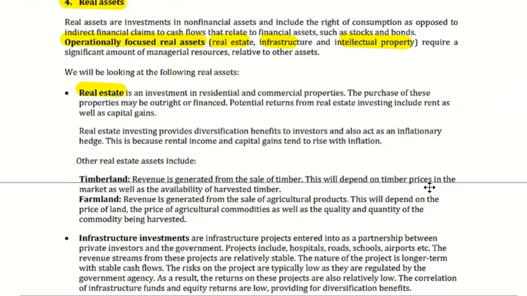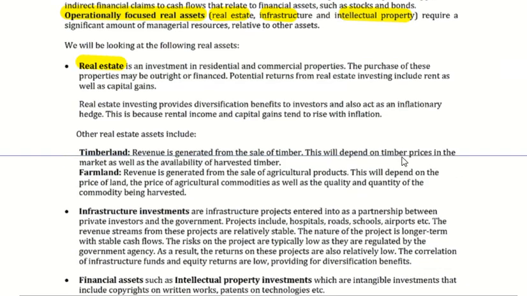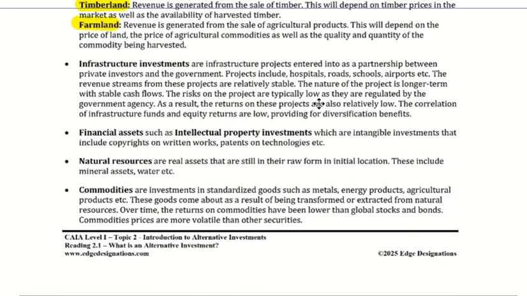We'll talk about real estate as an investment class. We'll speak about both residential and commercial properties. Other real assets we spend a bit of time on. Timberland is where revenue is generated from the sale of timber. Farmland is where revenue is generated from the sale of agricultural products. You've also got infrastructure investments, and these are investments in large projects, things like hospitals, roads, schools, etc.